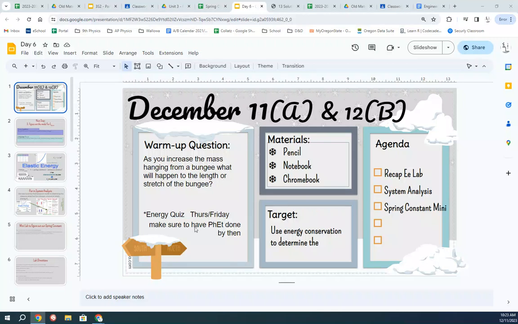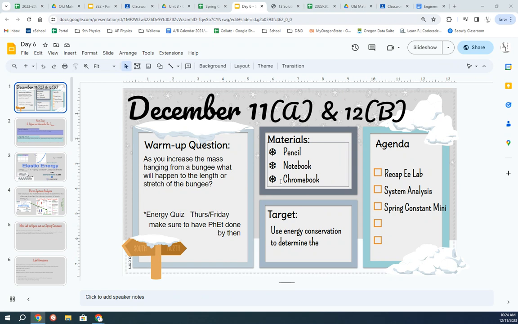Hello. Okay, so we're looking at day 6 stuff, and we'll peek into a bit of day 7 stuff as well. We're going to start off just by thinking about if you were to add mass to a bungee cord, what would happen to the length of that bungee? Hopefully, after doing some other labs and experiments, you would realize that the more mass you put on it, the more it's going to stretch, or the longer the bungee is going to get.